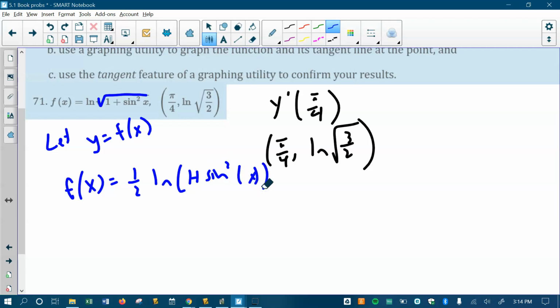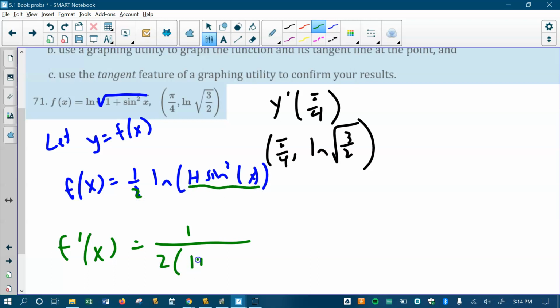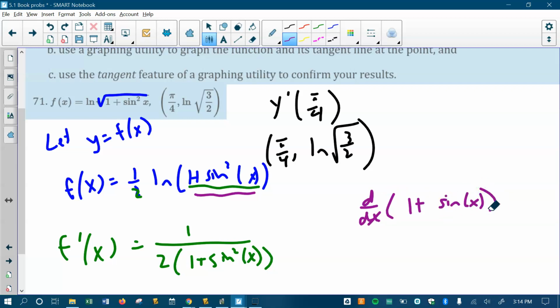Okay, that's number one. Number two, let's do the derivative. I get f prime of x is equal to 1 over this, the 2 stays down here, this argument goes down here. And the derivative of this, because I need the chain rule, let's do some side work over here: d dx of 1 plus sine of x, and then that sine x is squared.